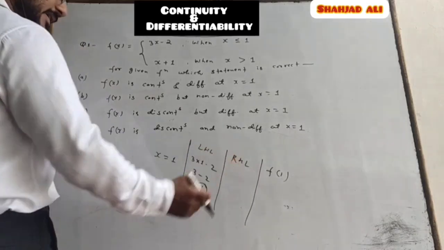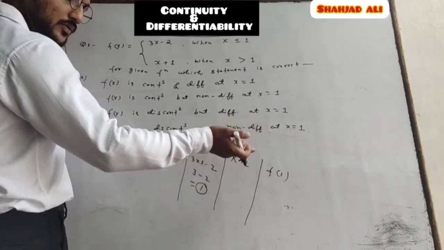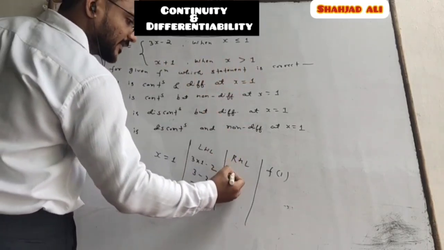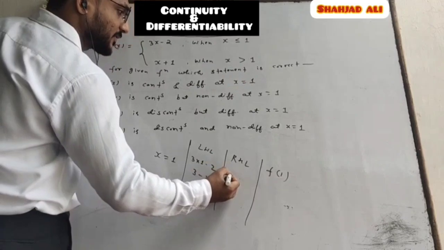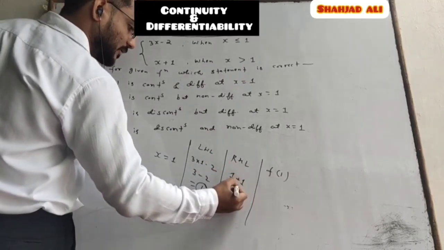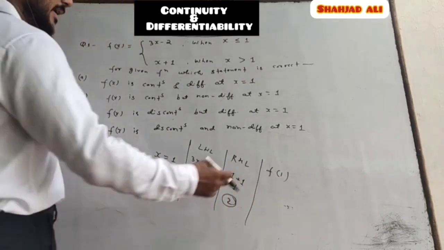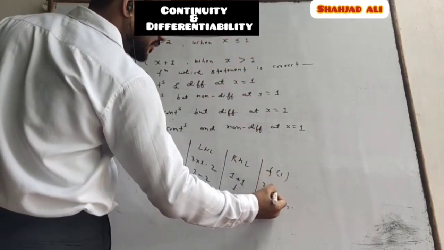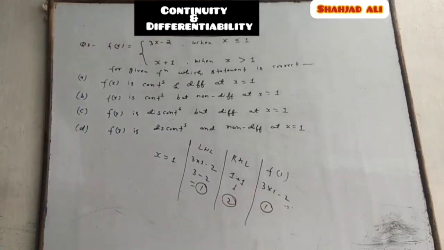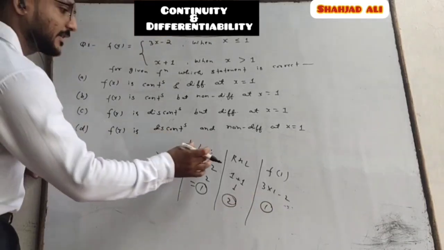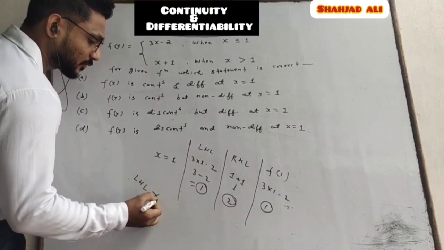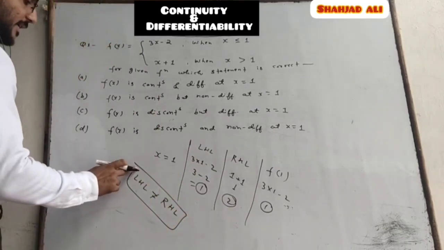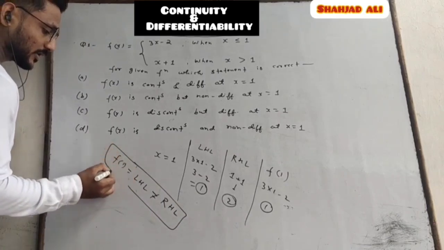Now go to the right hand limit. Right hand limit means more than 1, so x is more than 1 in this case, and here it is x plus 1. So x plus 1 means 1 plus 1, which gives 2. And f(1), when x is equal to 1, again you take 3 into 1 minus 2, which gives 1. So it is very clear that the left hand limit is not equal to the right hand limit. Of course the left hand limit is equal to f(1) but not equal to the right hand limit.